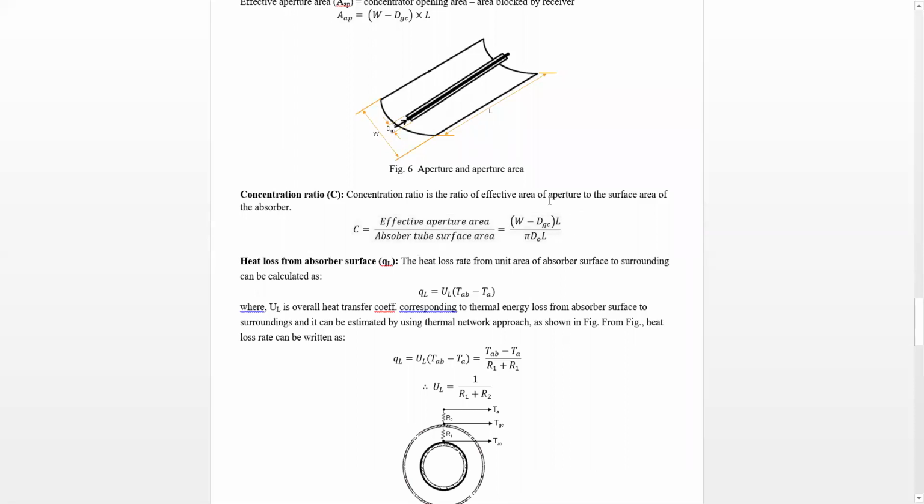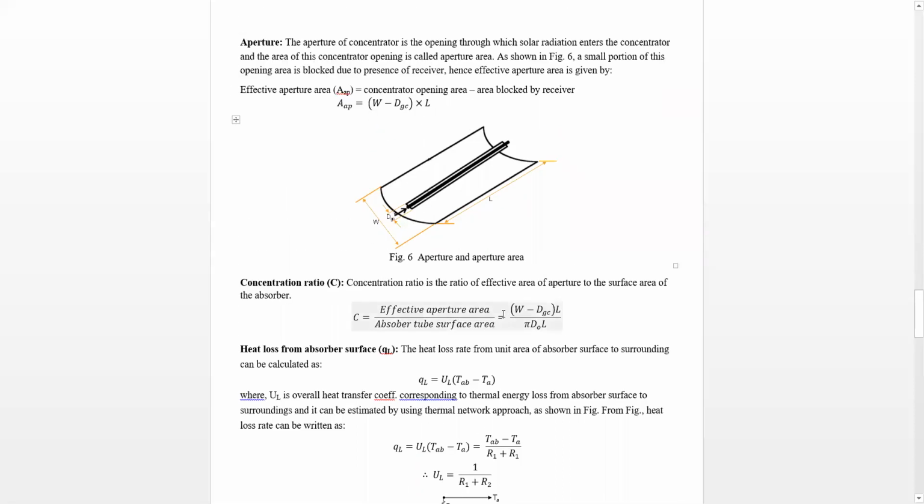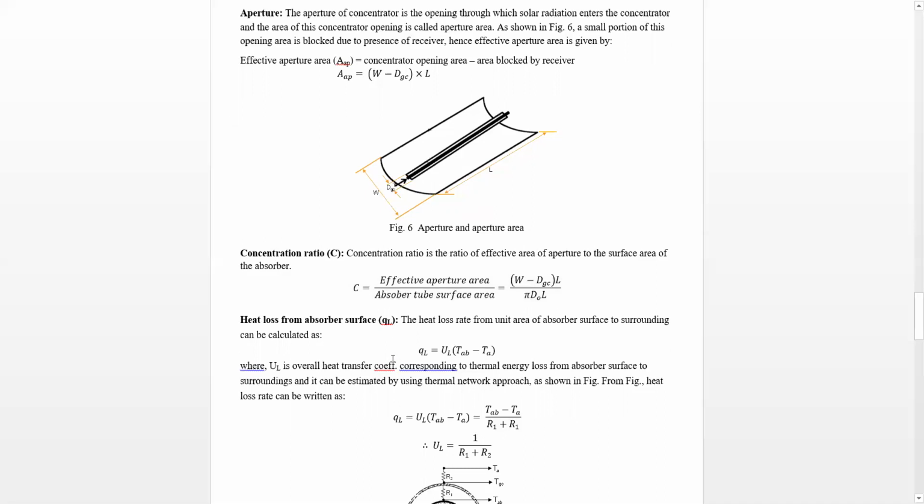Concentration ratio is the ratio of the effective area of the aperture to the surface area of the absorber. So this is called the concentration ratio because the energy flux which is falling on this absorber surface is concentrated or enhanced by a factor equal to C.